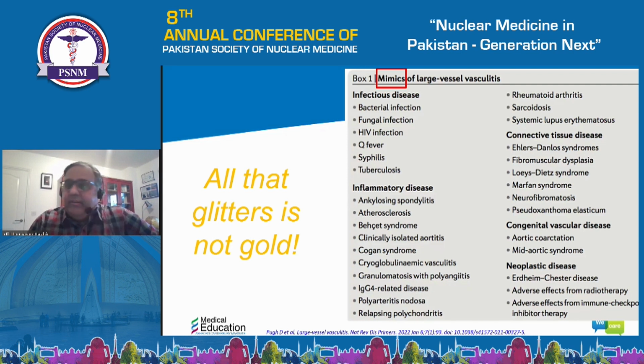Now, all that glitter is not gold. We know that very well in nuclear medicine. There can be mimics of vasculitis, infectious disease, inflammatory disease of different syndromes and diseases, different organs, different spectrums of disease, connective tissue disease, congenital vascular disease, as well as neoplastic disease is always there to overlap anything. In Pakistan, a background of subcontinent and the developing world, TB is always a factor.